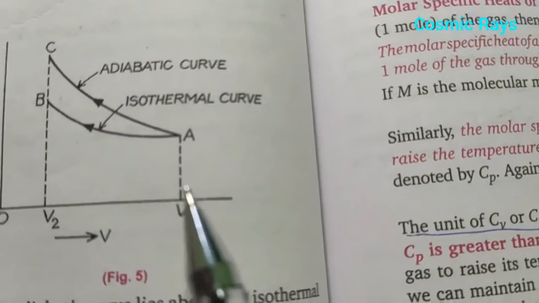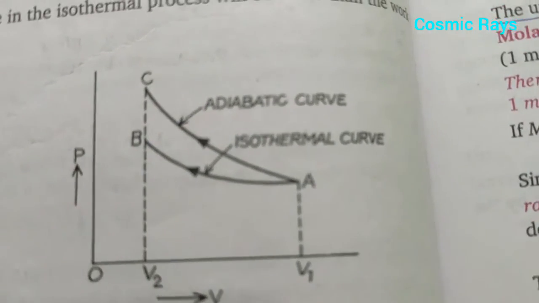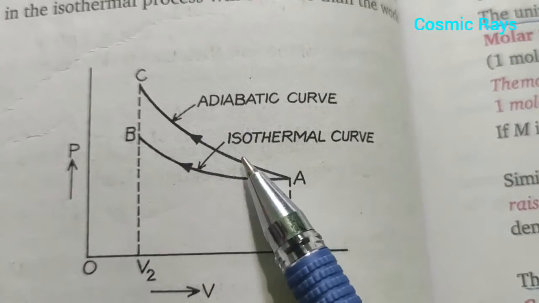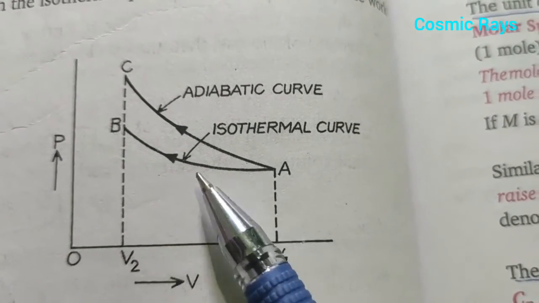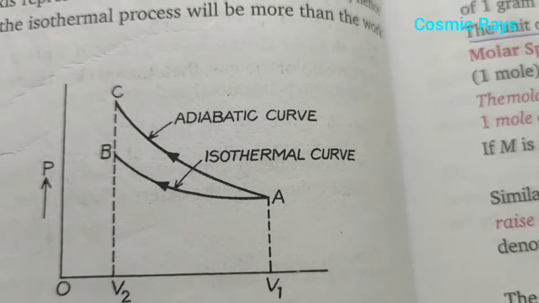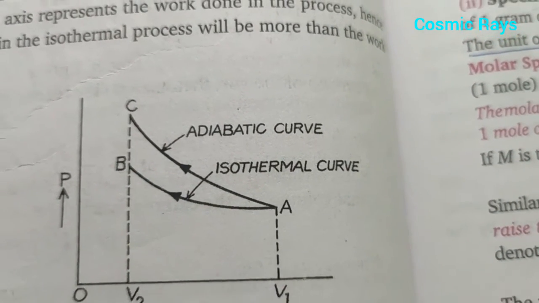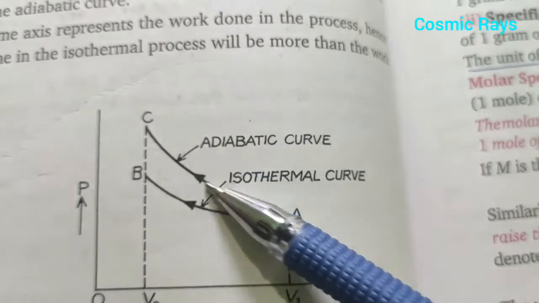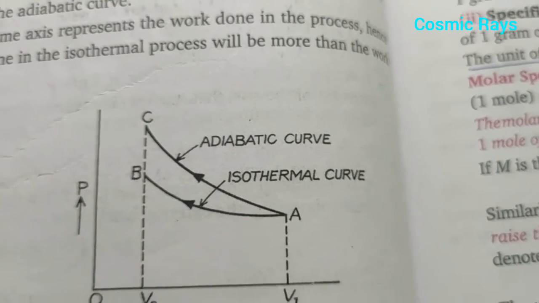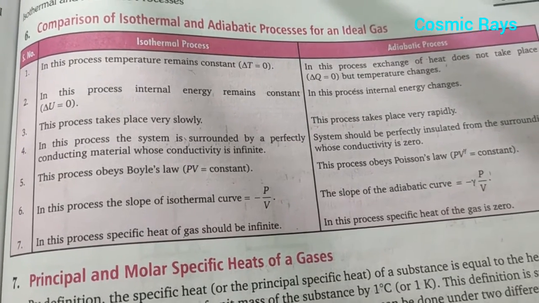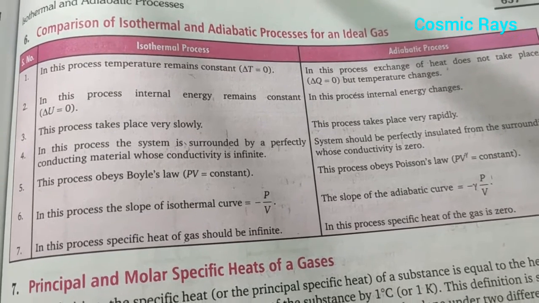When we talk about compression, so this is the graph. For compression, isothermal has got a lesser area, whereas adiabatic has got more area. So in case of compression, the adiabatic curve lies above the isothermal curve. So for compression, work done in adiabatic process is more than the isothermal process. Now you can go through the difference between isothermal and adiabatic process, which we have already discussed. Here in the book they have given it in table form.